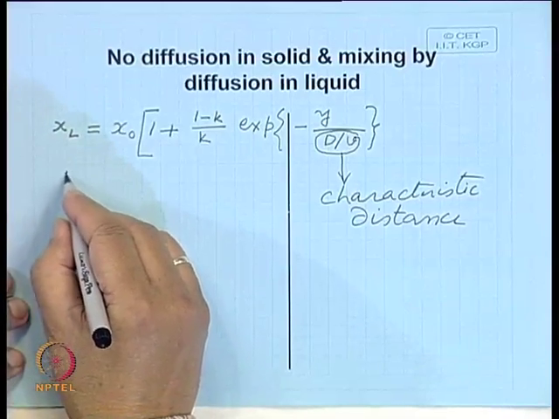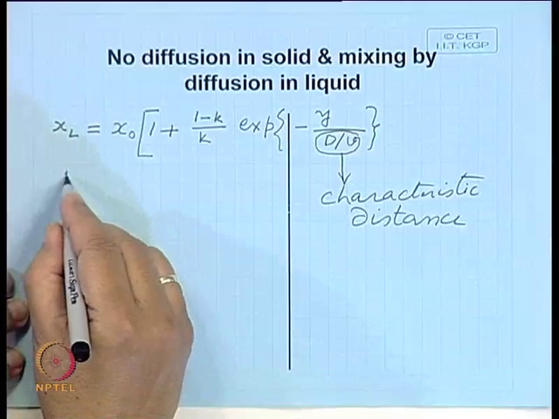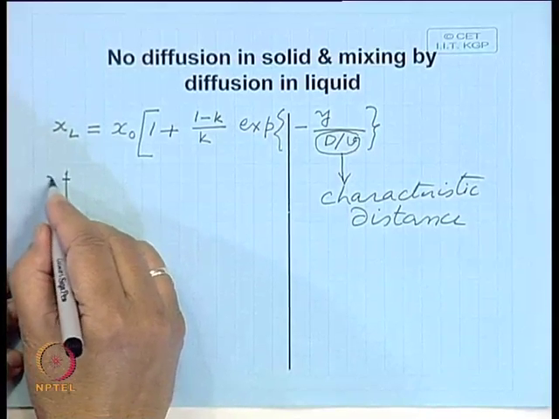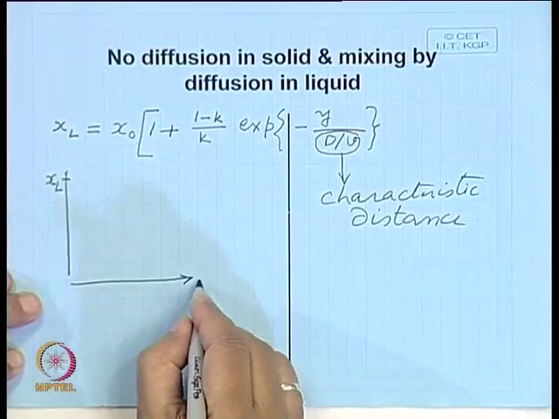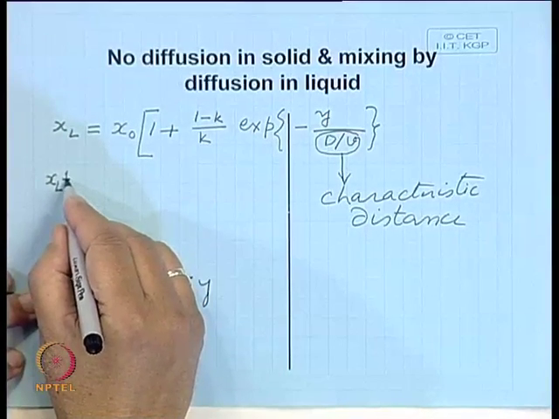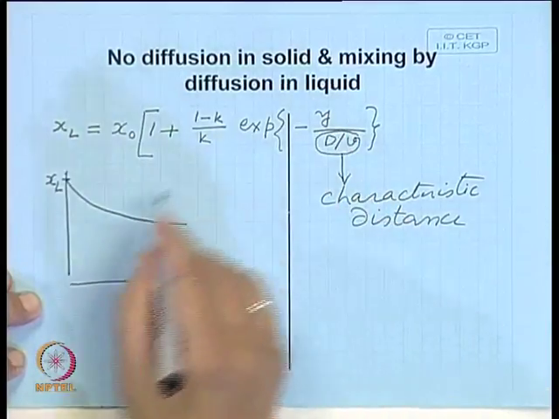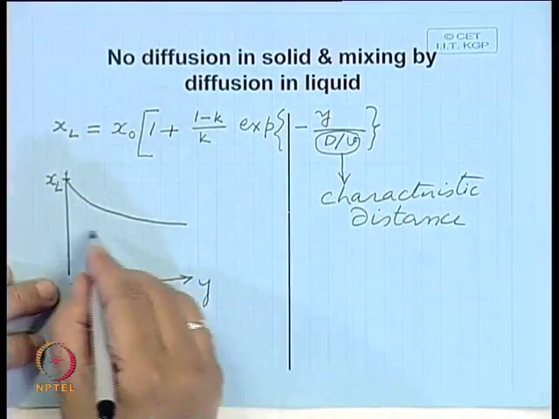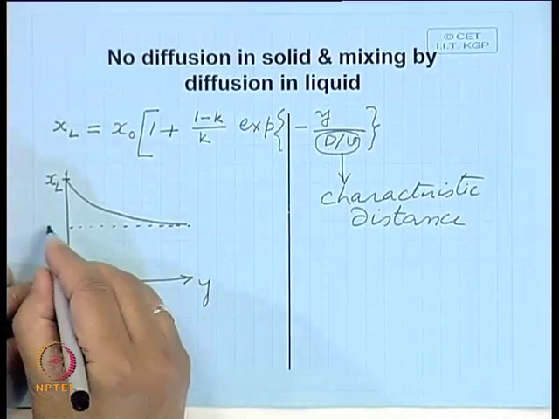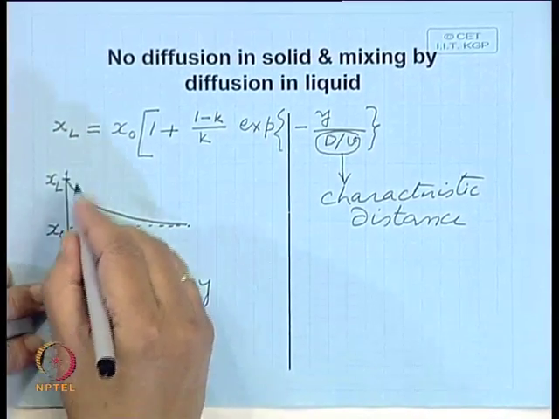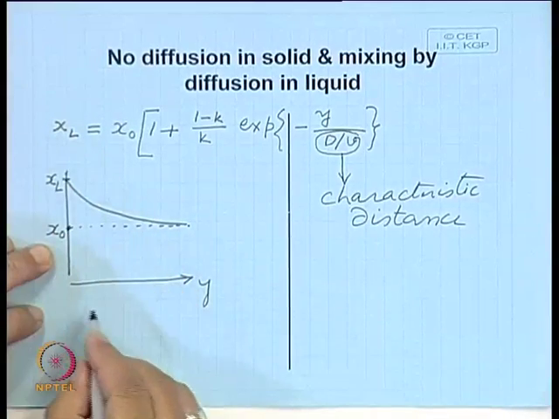So, from that interface, suppose this is the interface, here your concentration at the interface is x_L, and as you go in this direction y, your concentration is changing like this, and at a large distance it becomes equal to x_0. So, this is x_L, this is x_0.